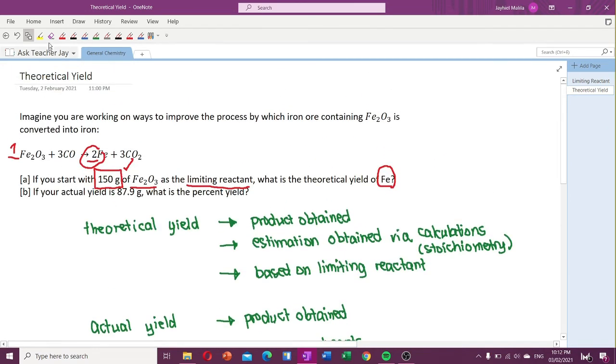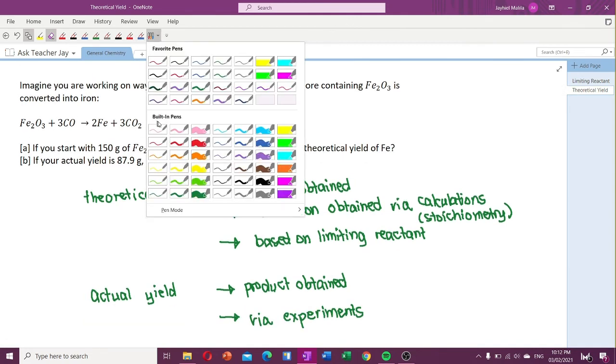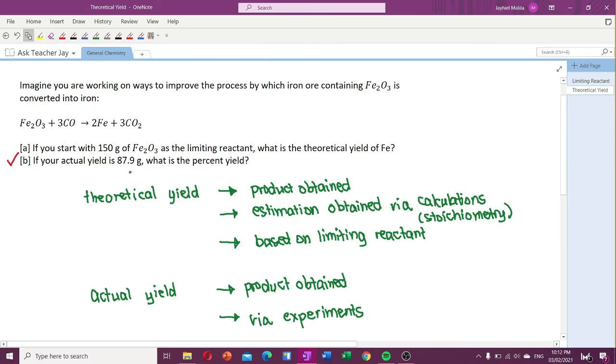The second question requires us to determine the percent yield if the given actual yield is 87.9. Take note that your actual yield should always be lesser than the theoretical yield. The reason is that when you talk about actual yield, you got that value by weighing the amount of substance that you're getting. So of course, in reality, you will not expect the chemical reaction to undergo completion.